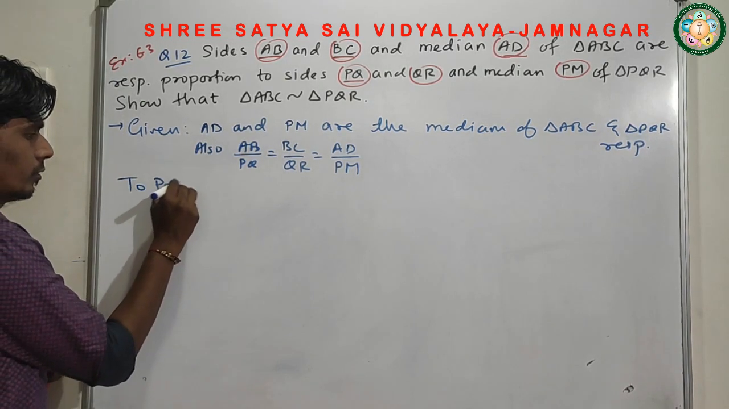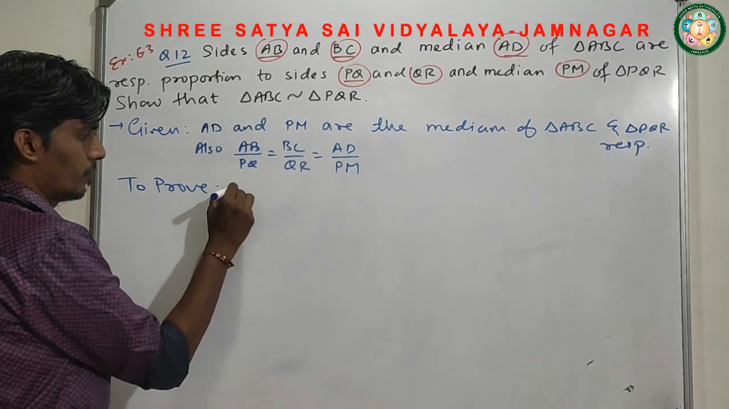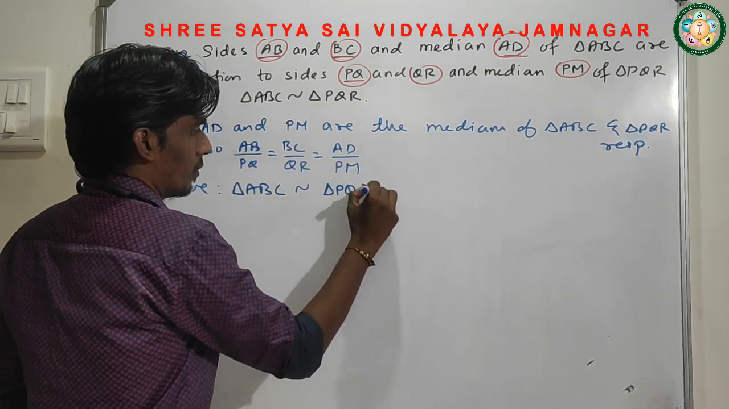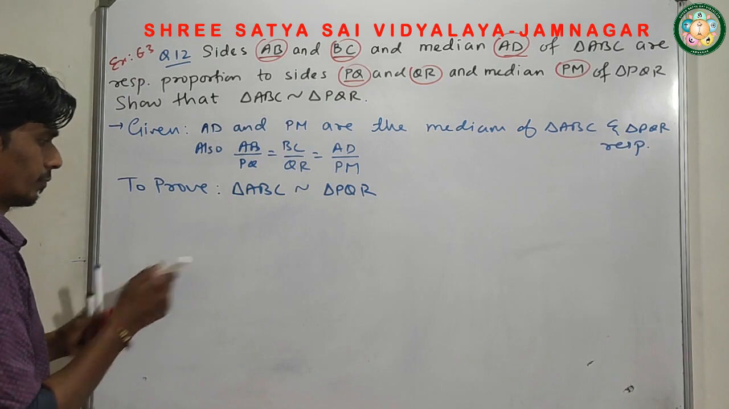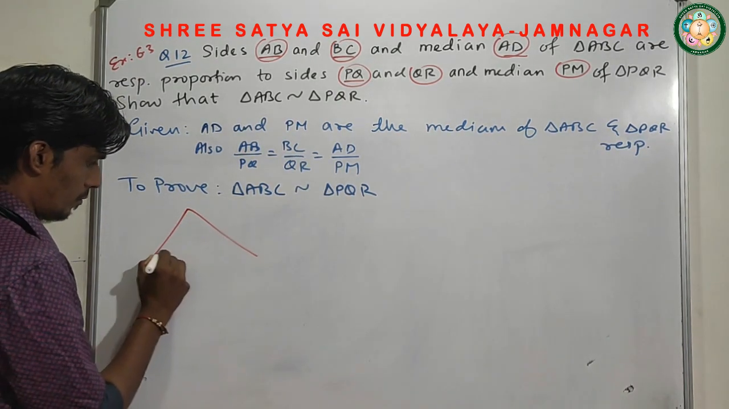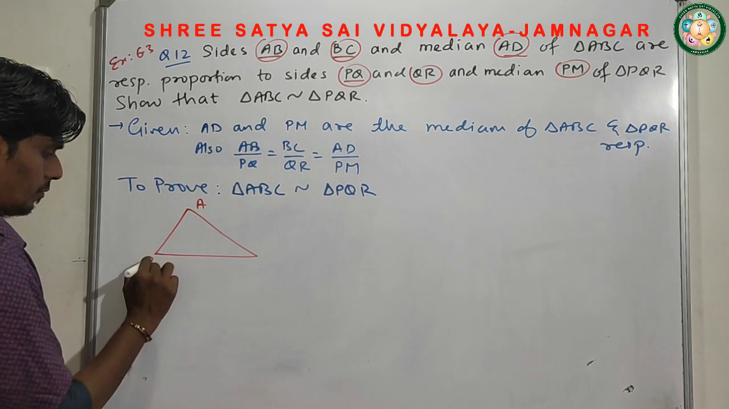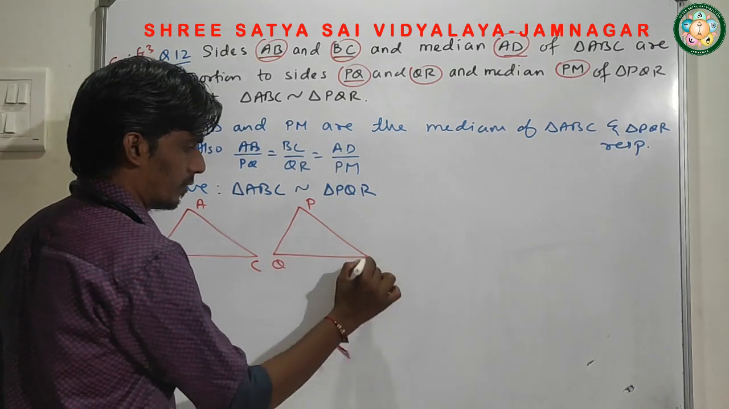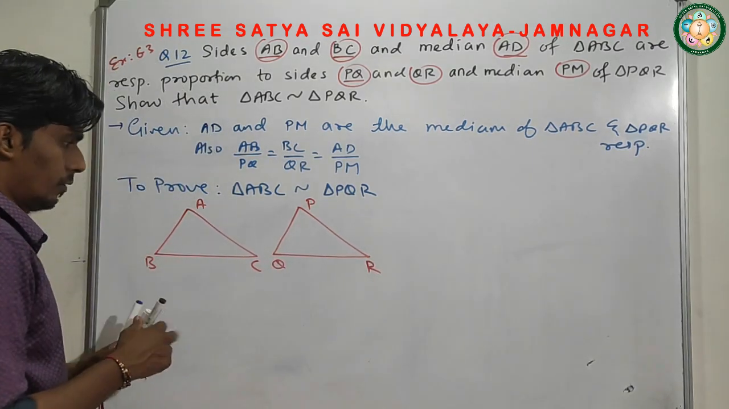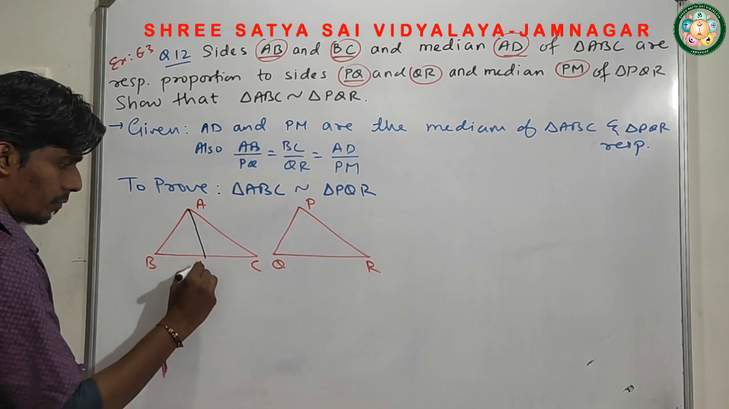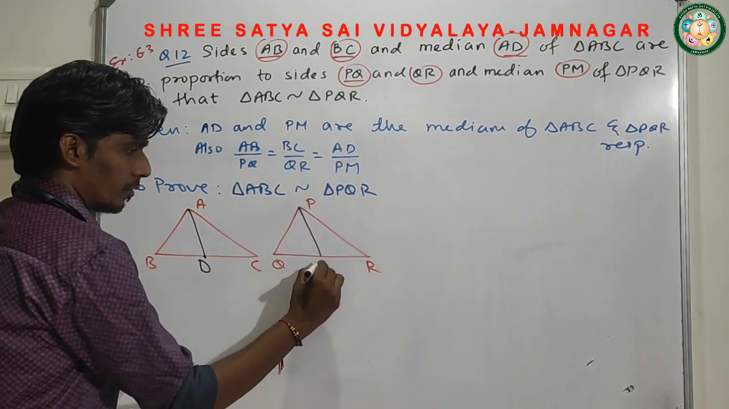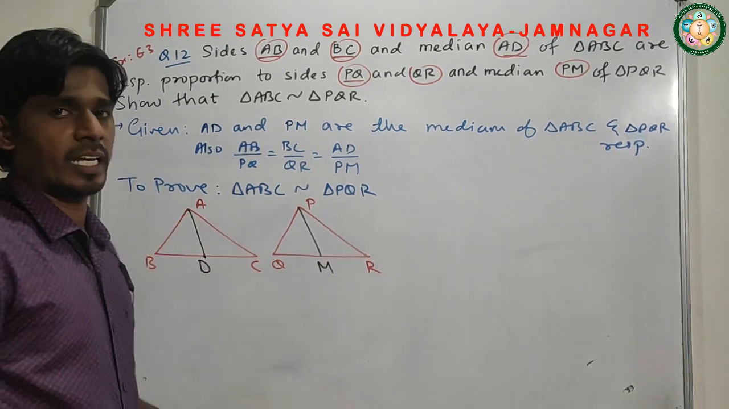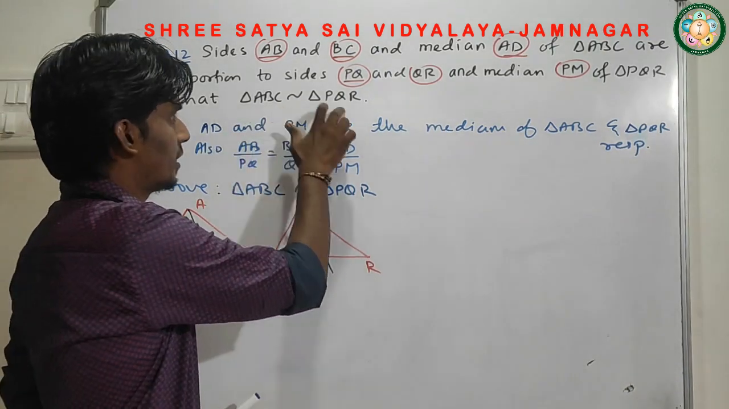So what we have to prove here, we are going to prove that triangle ABC is similar to triangle PQR. Let's draw a diagram. So this is A, B and C. So this is P, Q and R. Here AD is the median and here PM is the median. Now we know that three conditions are possible. We have to prove ABC is similar to PQR.